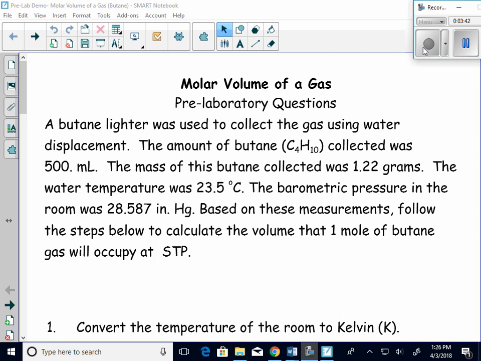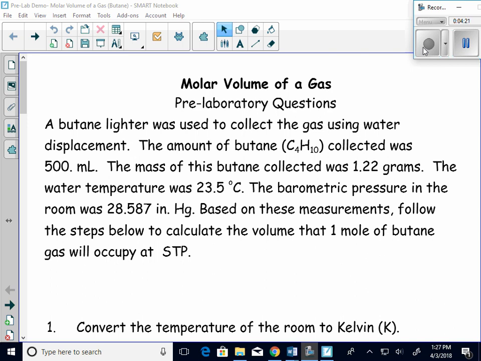The mass of the butane collected was 1.22 grams. What I did is I took the mass of the lighter beforehand, collected the gas, and then took the mass of the lighter again after it dried. Okay? And it gave me 2.2 grams. The water temperature was 23.5 degrees Celsius. That's going to come into play when I need my chart. Okay? The water temperature was 23.5 degrees Celsius.